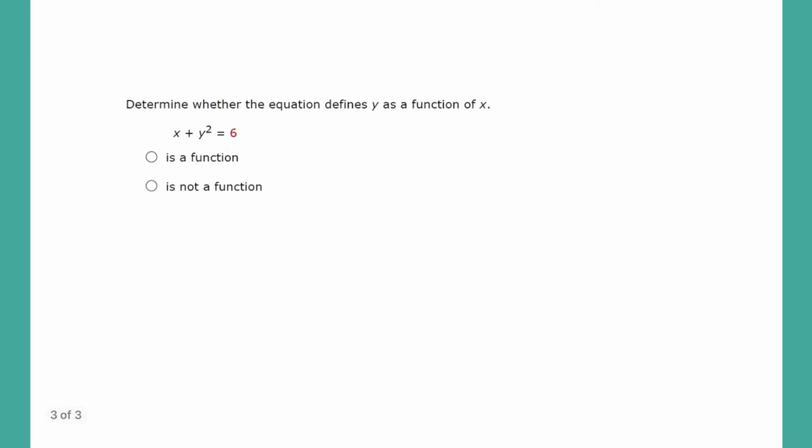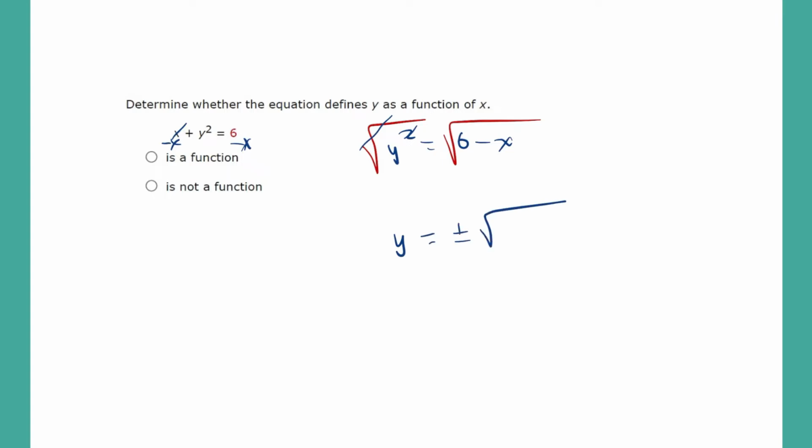All right, this next one, same directions, but this time you're not using a vertical line test because you're not really graphing. The way to determine whether this is a function or not is you want to solve for y. So let's solve for y. Y squared equals 6 minus x. Then you want to take the square root to get rid of the square. However, when you take the square root of an equation, you always get plus minus.